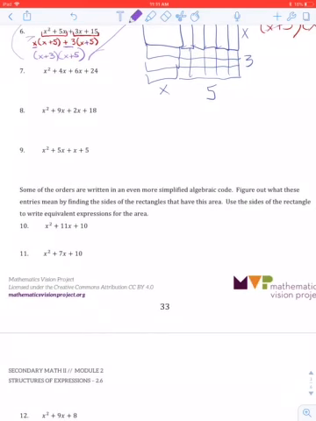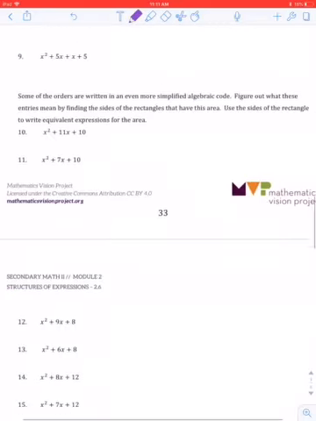And then these 2, they just want you to do, I think, the same thing. Let's see here. I don't know if you guys will get this far today. But some orders are written in algebraic code. You need to figure out the sides of the rectangles that have the area. Use the sides to write it. Okay. So this is more like the ones at the top.